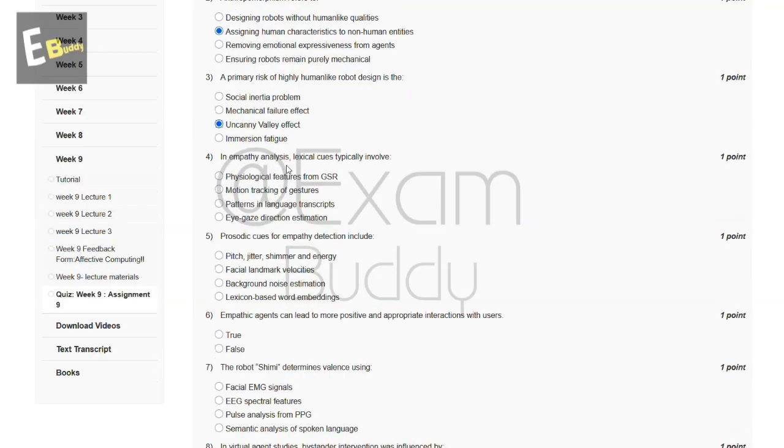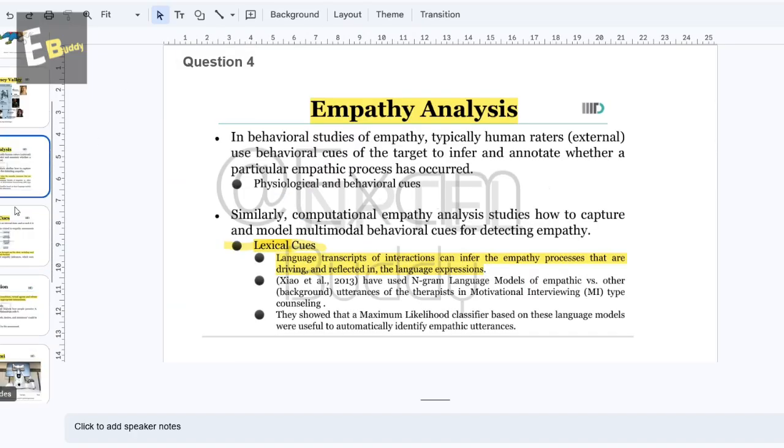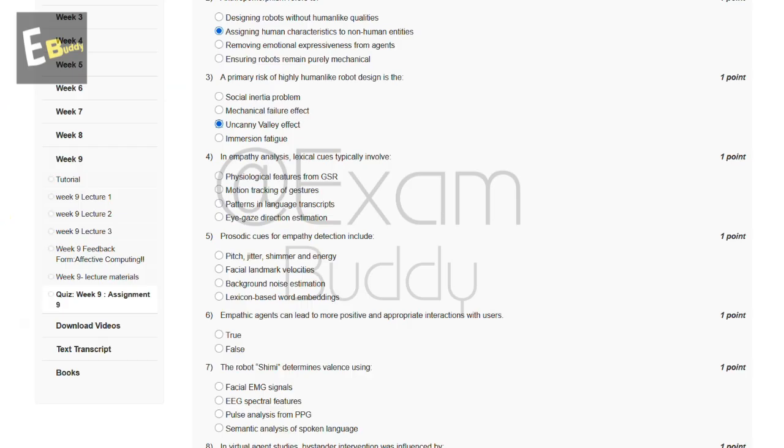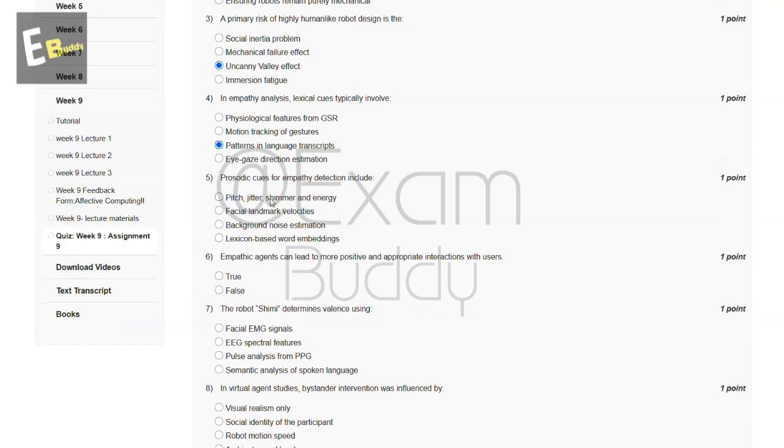In empathy analysis, lexical cues typically involve. So these are the options and now let's check the explanation. So explanation says in empathy analysis, lexical cues, language transcripts of interaction can infer the empathy processes that are driving and reflected in the language expressions. So the answer of our fourth question is C. Patterns in language transcription. And now let's go to our question number 5.